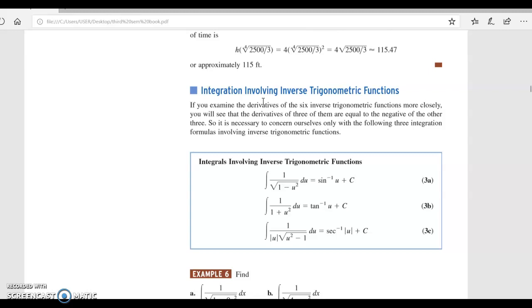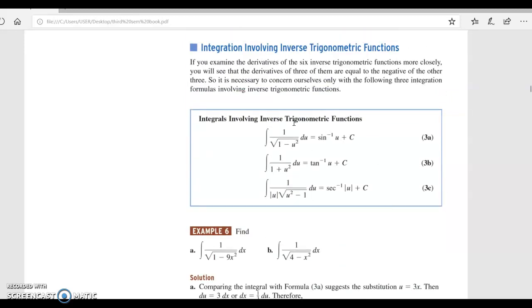Next time, I would like to deal with the integration involving inverse trigonometric functions. So these are the integrals involving inverse trigonometric functions. Integral of 1 by root of 1 minus u square du is equal to sine inverse u plus c. 1 by 1 plus u square, we know that is the derivative of tan inverse u, so this is tan inverse u. Integral of 1 by mod u into root of u square minus 1 du is sec inverse mod u plus c.